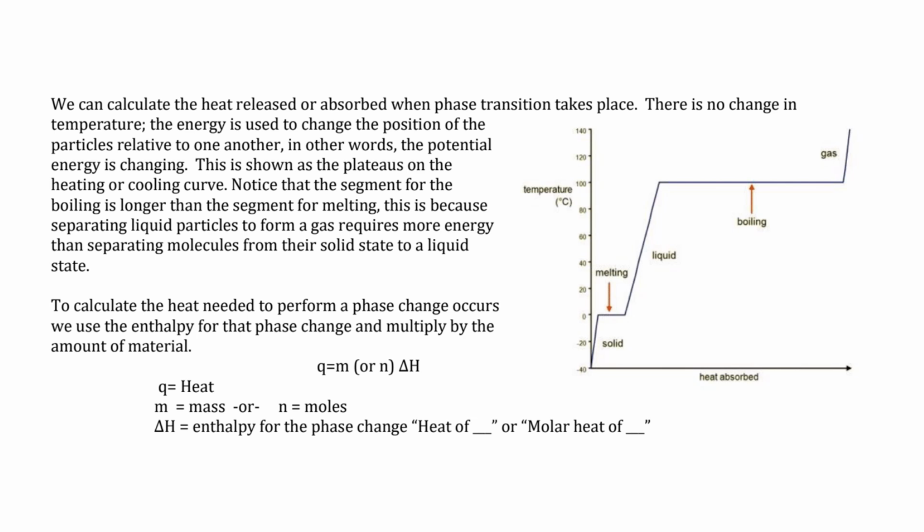To calculate the heat needed to perform a phase change, whichever it is, we can use the enthalpy for that phase change and multiply by the amount of material. So this is the equation I wanted you to write down. Q equals the mass or moles times delta H. Q is the heat, mass or moles is m or n, and delta H is the enthalpy of the phase change. So you may see heat of fusion, heat of vaporization, whatnot.